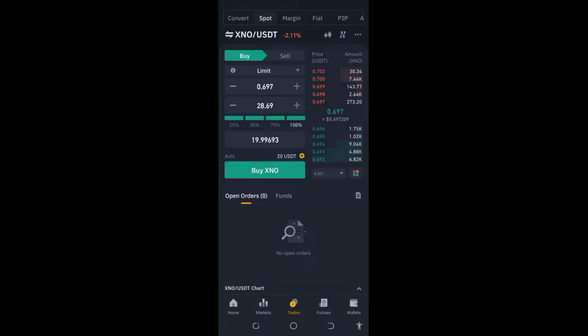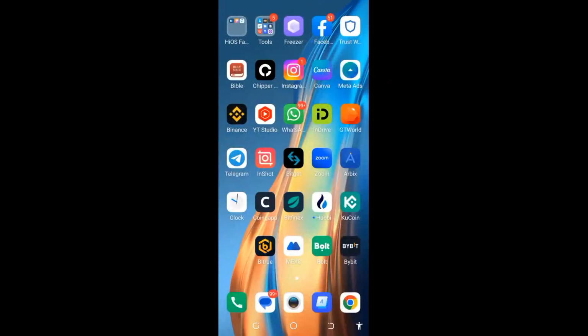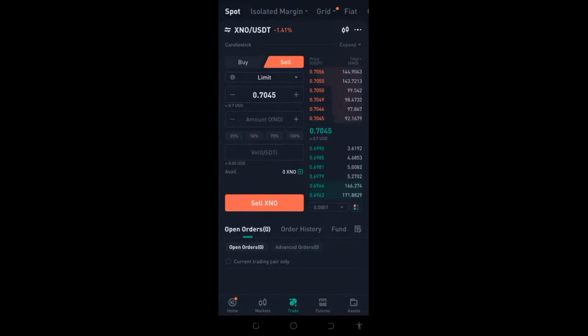First off, let's see how much we can get. The price is 0.697, and with our $20, we can get 28.69. Let's quickly copy this and see what we can get on KuCoin. Currently here on KuCoin, let's paste what we have and see what we get. Okay, so we have 20.21. That looks a little bit slim.